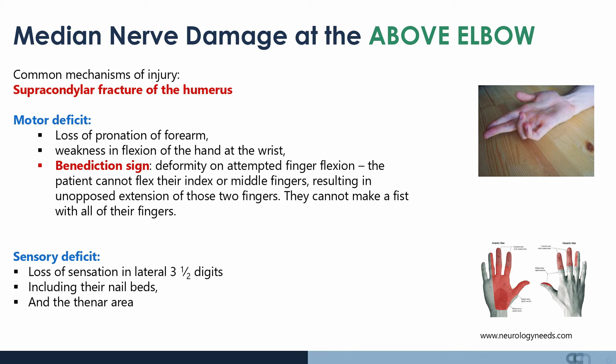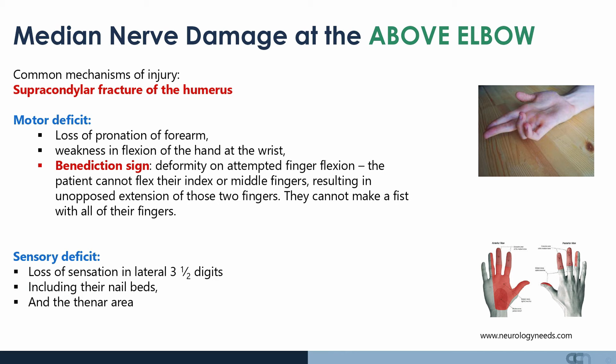The patient may have a benediction sign on attempted finger flexion. And that's because the patient cannot flex their index or middle fingers, resulting in unopposed extension of these two fingers, while the ring finger and the little finger are able to flex.